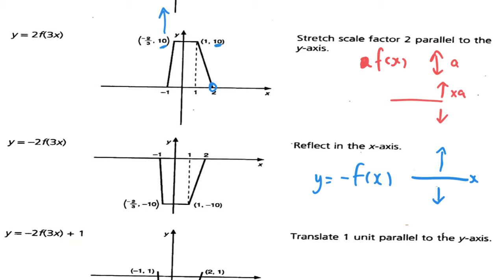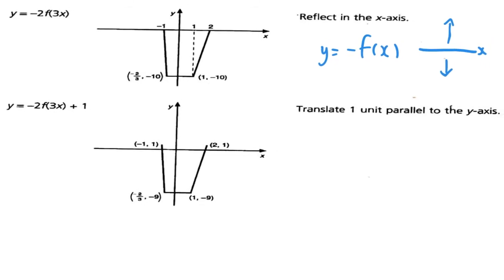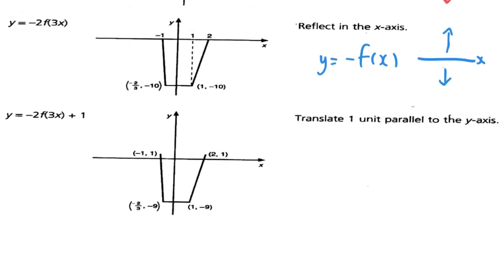And then we've got this plus 1 to consider, and it's going to translate the graph parallel to the y-axis, so it's going to move it up by 1. So the f(x) plus a moves it up by a. So the point of (2, 0) is now (2, 1). (-1, 10) is now (-1, 9). (-2/3, -10) is now up to (-2/3, -9). And (-1, 0) has been moved up to (-1, 1).